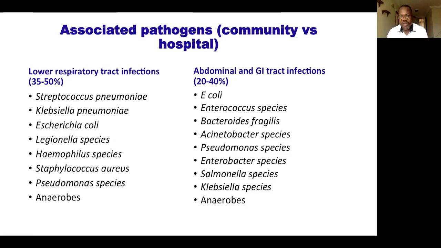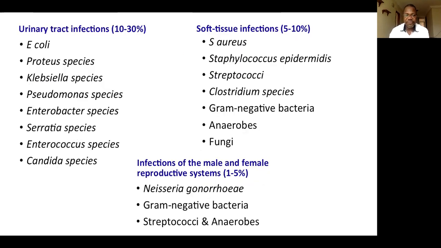You need to think of the commonest pathogens. The reason you need to remember them is that, after collecting blood for cultures, you need to start your patient on empirical treatment. Then you need to know the highly likely causative agents that you want to cover. So you think of lower respiratory tract infection first, then in second position, abdominal infection.